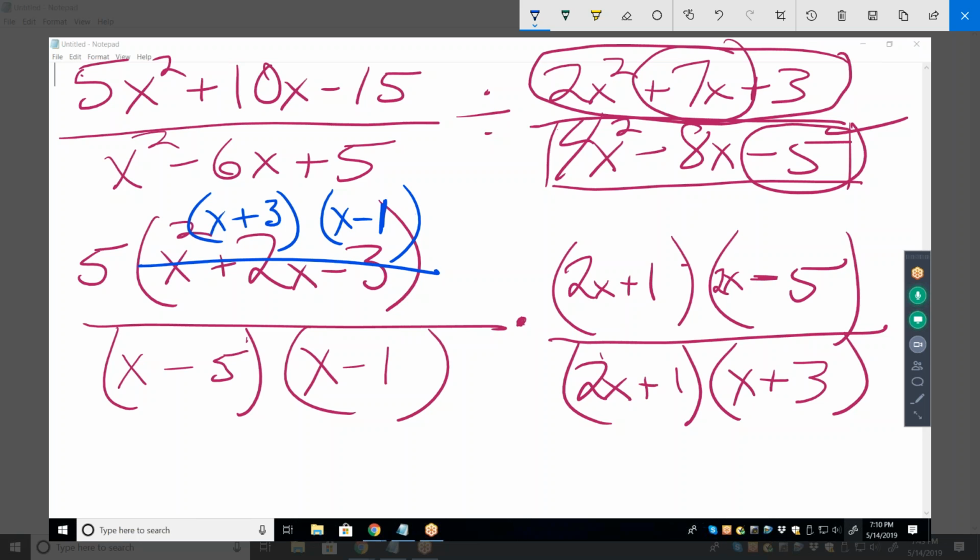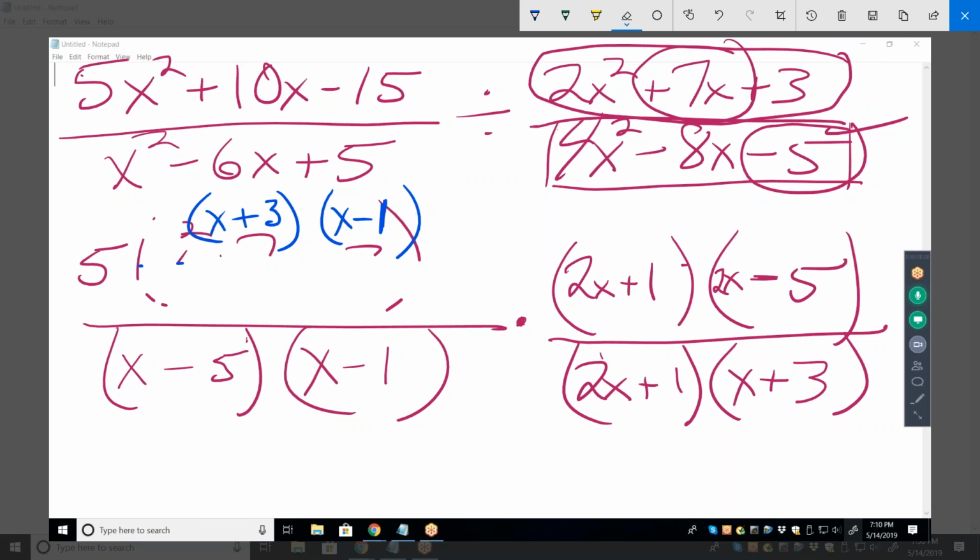Now, let's go to town canceling. So far, all we've done is factored everything. Here's my numerator, 5 times x plus 3 times x minus 1. Here's my denominator on the left, and there's my numerator and denominator on the right. So the next step is to cancel wherever we can cancel. Tell me where.